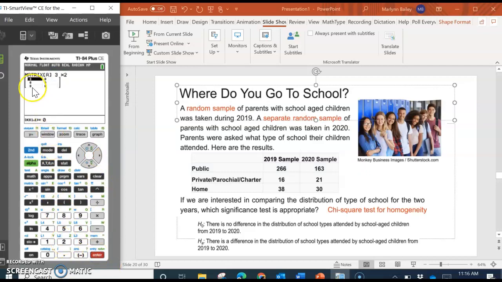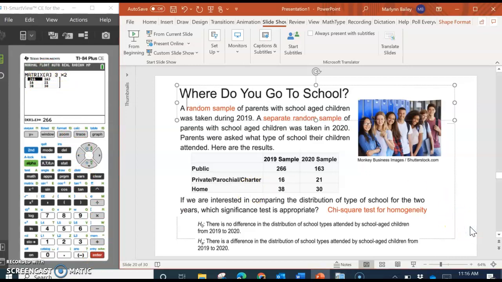You'll know if it's right based off of how it looks. And now you just enter the numbers. So I'm putting 266, 163. You just enter the numbers as they are. 8 and 30. Alright, so now we have our data here. Now we've entered the matrix.